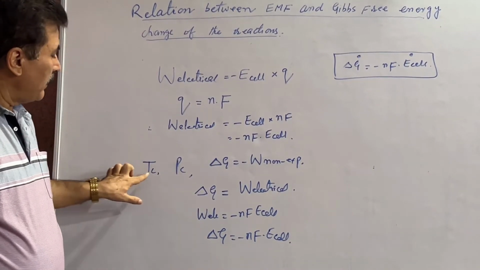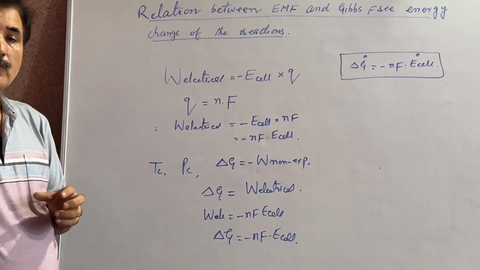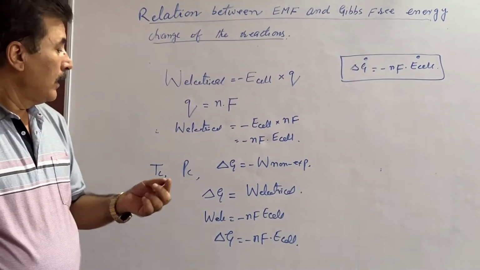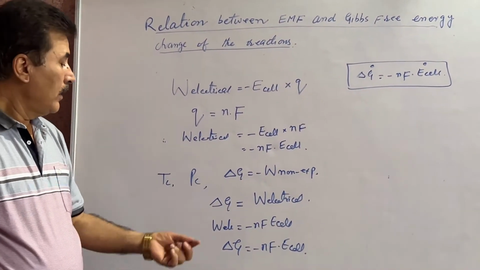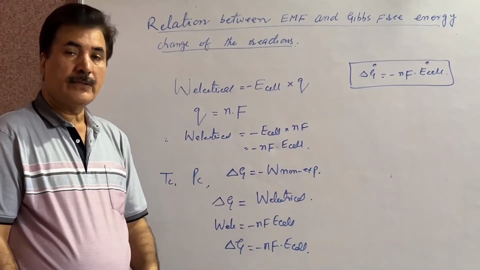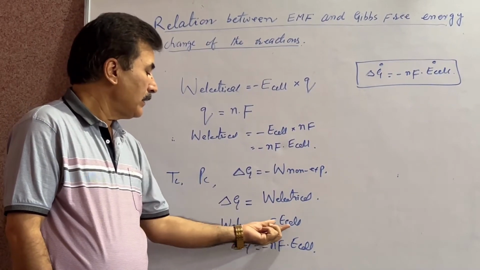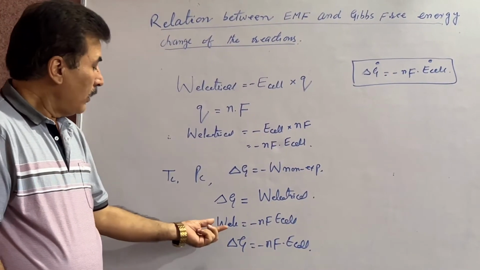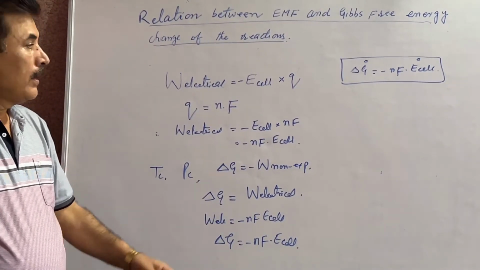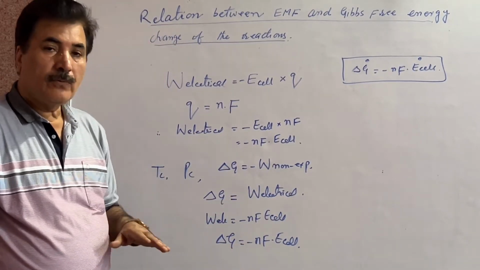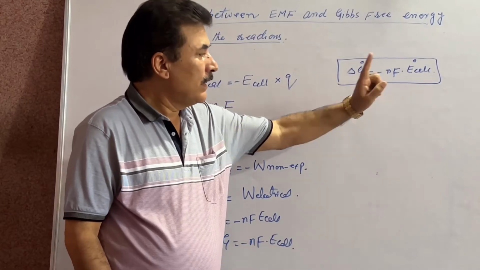Also at constant temperature and pressure, free energy change, that is the Gibbs free energy change, is always equal to the work of useful energy. That is, delta G will be work of non-expansion. Here it is electrical work. Or delta G is equal to work of electrical energy. Therefore, we can say that electrical work is equal to minus nF E cell, or delta G is minus nF E cell. If the measurements are carried out at standard temperature and pressure, at that time delta G naught will be equal to minus nF E naught cell.